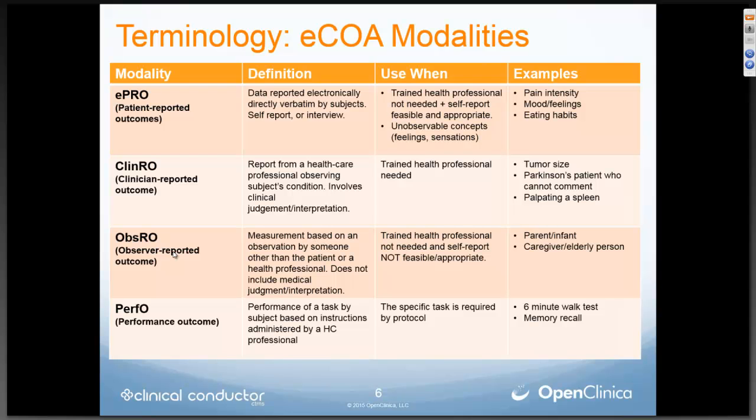OBSRO, which is observer-reported outcomes, the person recording the data is going to be somebody other than the patient and other than a health professional. So you can think of perhaps a parent providing data on behalf of their infant child. You could think of a caregiver providing data on behalf of an elderly person. PERFO is an acronym you probably won't hear too much, but basically it refers to just a specific task that is required by the protocol. So something like a walk test, a 6-minute walk test that the patient's required to complete, or some sort of memory recall, that would be considered a performance outcome.